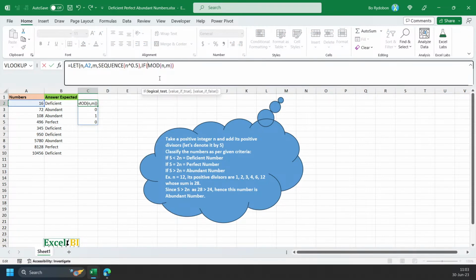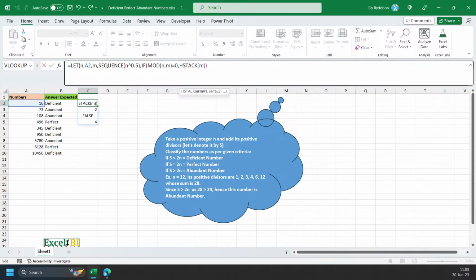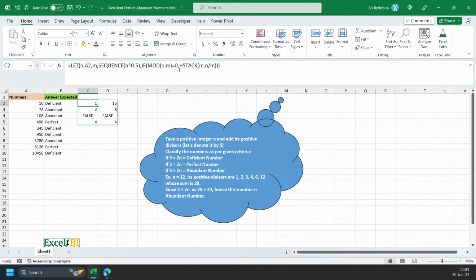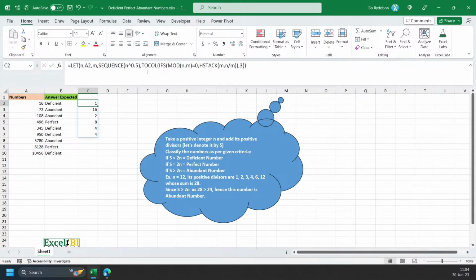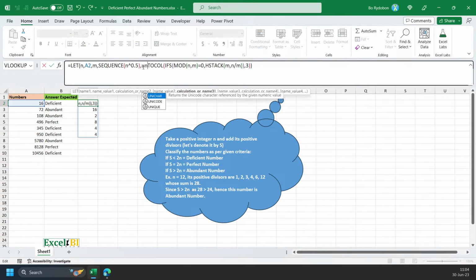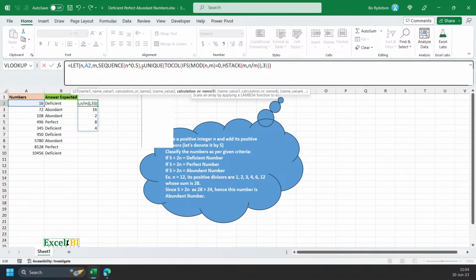So if equal to 0, then give me the m. So 1, 2, 4, and then another side of divide is like n divided by m. Okay, and I just don't want duplicate one. So 2 times 3, got this unique. We need sort whole sum, so no need sort, just sum.